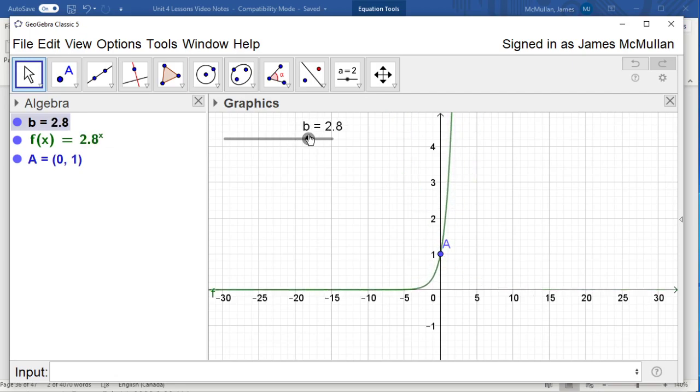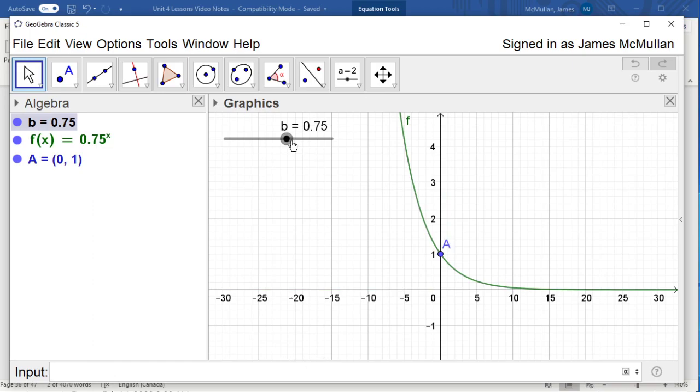Now, let's look at the difference when b is above 1. So for example, here b is 2. You can see this is exponential growth because from left to right it's rising. When b is 3, it's just faster growth. When b is 4, it's even faster growth. When b is 5, it's really fast growth, and so on. So the bigger b is, the faster the function's going to grow. Now what about when b is a fraction?